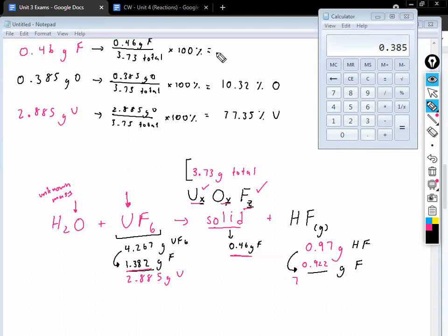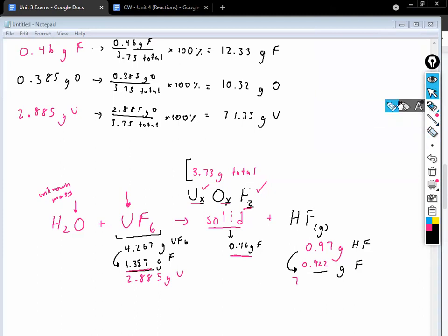Okay, so hopefully for fluorine, you guys got something like 12.33%. So this solid right here is 12.33% fluorine, 10.32% oxygen by mass, and 77.35% uranium. And so we can do empirical formula here. We can assume a 100-gram sample. So if we have 100 grams, that means we'll have 12.33, 10.32, 77.35, and then we just need to turn this into an empirical formula.